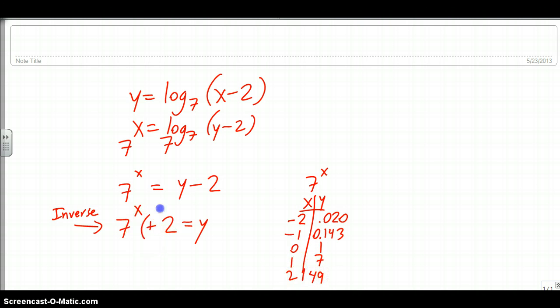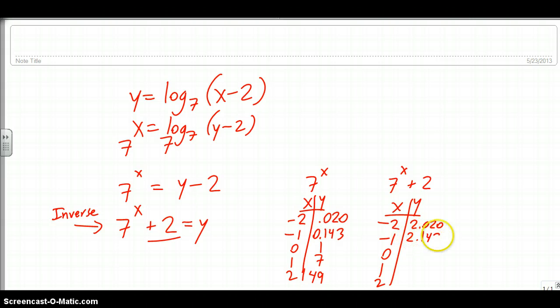Now, this plus 2, notice it's not with the x, so that means it's going to change the y's. It adds 2 to the y coordinates. We're going to add 2 to all of our y coordinates. Notice the x's stay the same. So this will be that, and this will be that, this will be 3, this will be 9, this will be 51. And since this is the inverse of what we started with, I'm going to flip the x and y backwards to get my new t-table.